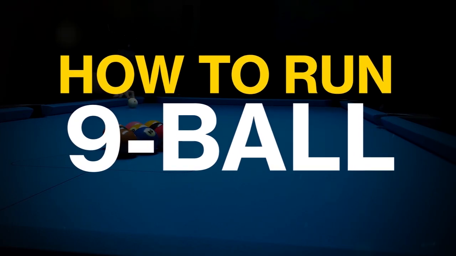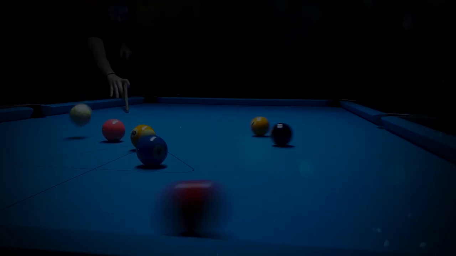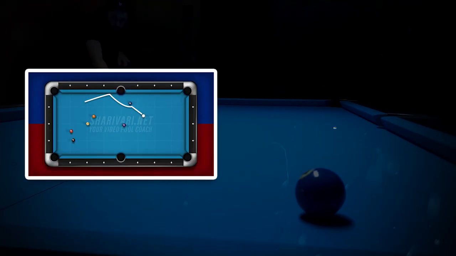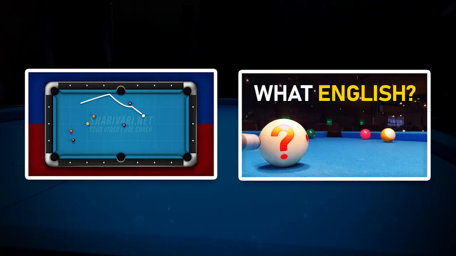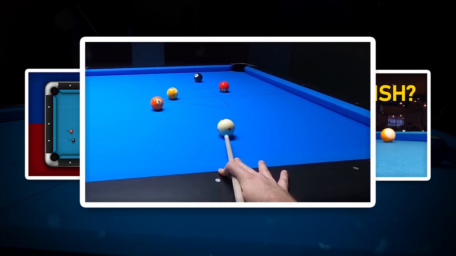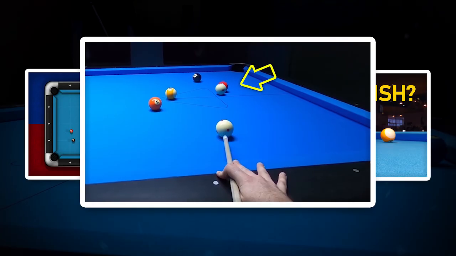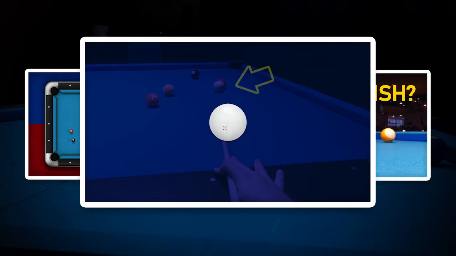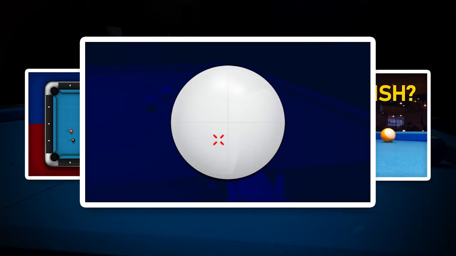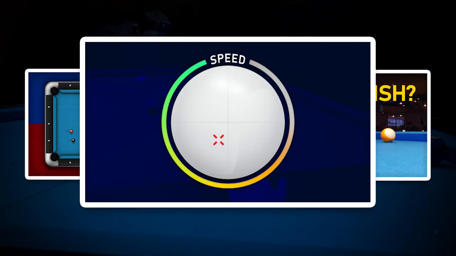In today's lesson, we are going to run a rack of 9 ball. We will discuss the possible patterns and what English to use on the cue ball and why. In addition, I will show you the angle of each shot and you will also see the ghost ball. And as always, I'm showing you where exactly I'm hitting the cue ball and this time also how hard I'm hitting. So let's start.